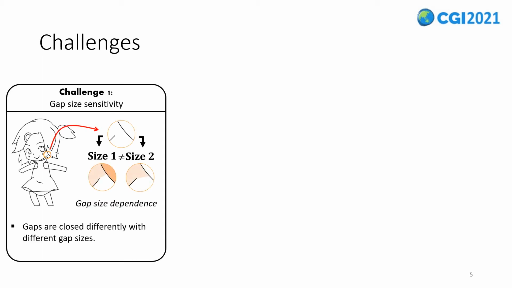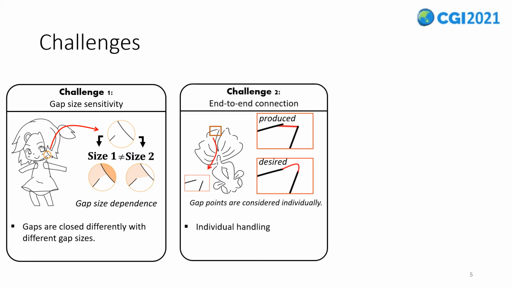The first one is gap size sensitivity. For example, like this, here is a gap. If we close it with two different input sizes, the results are different. Therefore, the user may need to color a drawing with careful selection of size. The second one is the detection of end-to-end connection. Some methods handle gap points individually, therefore end-to-end connection may not be correctly detected.